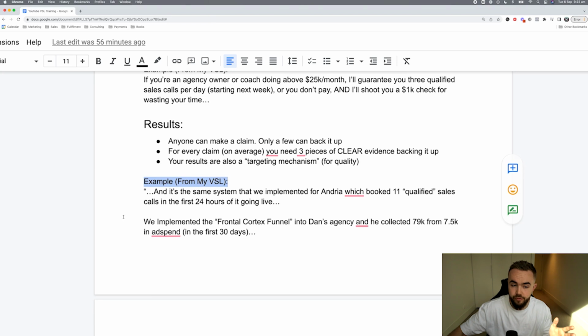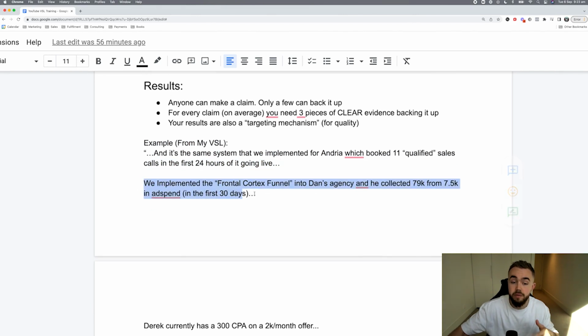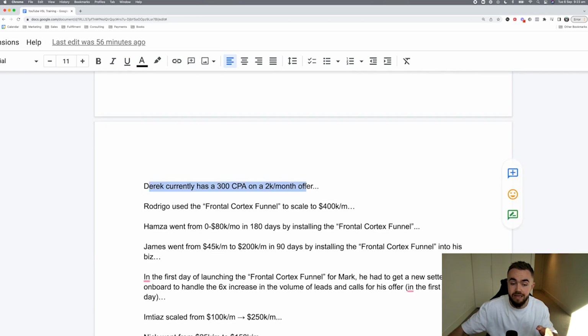So again, here's an example from my VSL. Basically, I go, and it's the same system that we implemented for Andrea, which booked 11 qualified sales calls in the first 24 hours of it going live. We implemented the frontal cortex funnel into Dan's agency, and he collected 79K from 7,500 in ad spend in the first 30 days. Derek currently has a $300 CPA on a 2K a month offer.